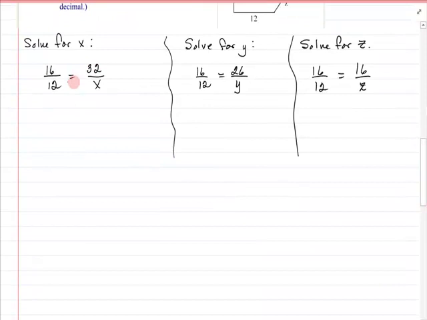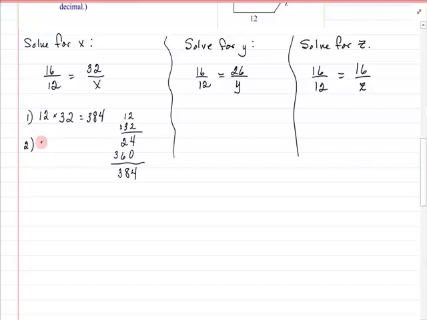So let me do the first one. Step 1 is 12 times 32. All right, 12 times 32. 2 times 2 is 4. 2 times 1 is 2. Placeholder. 3 times 2 is 6. 3 times 1 is 3. Add for 384.